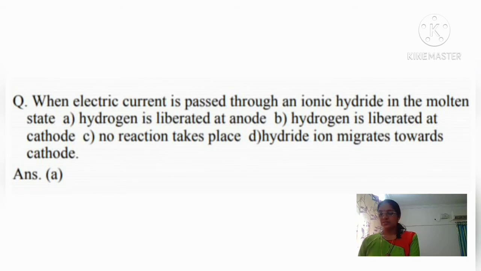Coming to the next question: when electric current is passed through an ionic hydride in the molten state, that is in the fused state, the options are: A, hydrogen is liberated at the anode; B, hydrogen is liberated at the cathode; C, no reaction will take place; and D, hydride ion migrates towards the cathode. We have already discussed ionic hydrides or saline hydrides, and when an active metal hydride undergoes electrolysis in the fused state, the hydride ion, H negative, will migrate towards the anode. So hydrogen will be obtained at the anode. So the option is A.